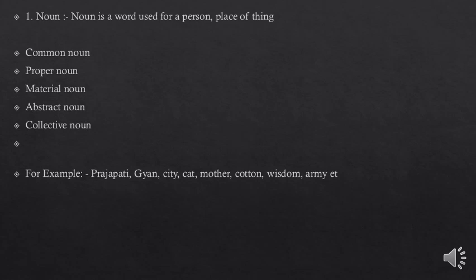Now the overall nouns are like this: Prajapati, Gyan, city, cat (sorry, eat is a verb, cat is a noun), mother, cotton, wisdom, army, etc. Prajapati and Gyan are proper nouns. City is a common noun. Cat is a common noun. Mother is a common noun. Cotton is a material noun. Wisdom is an abstract noun, and army is a collective noun. These are the different examples of nouns. You already understand this type of noun from previous school level examinations.